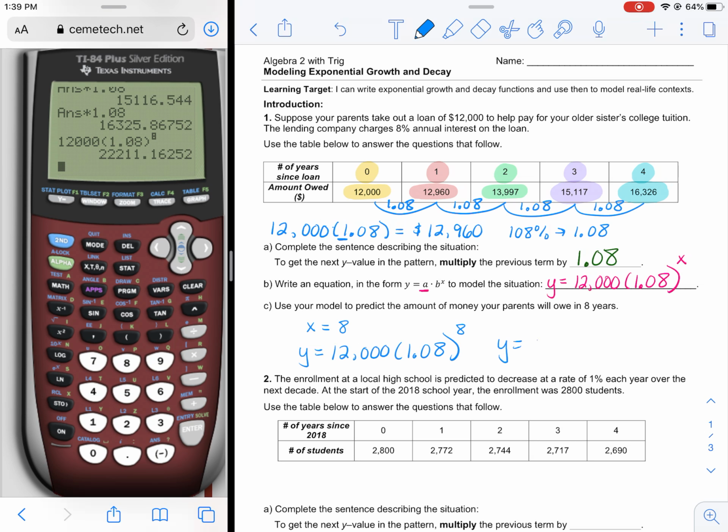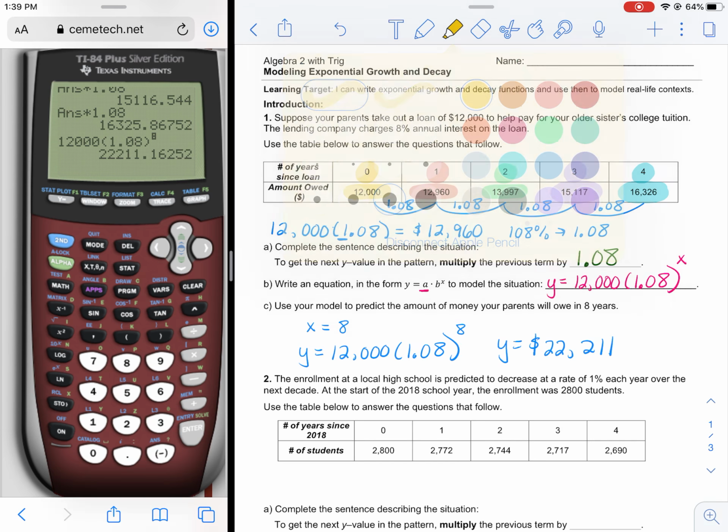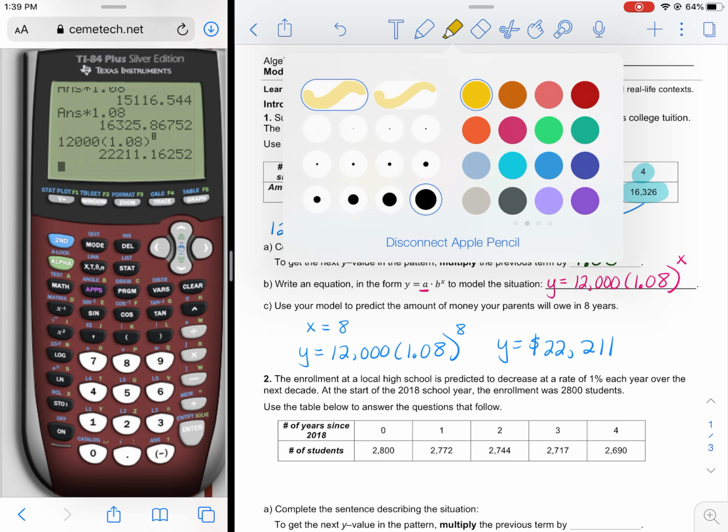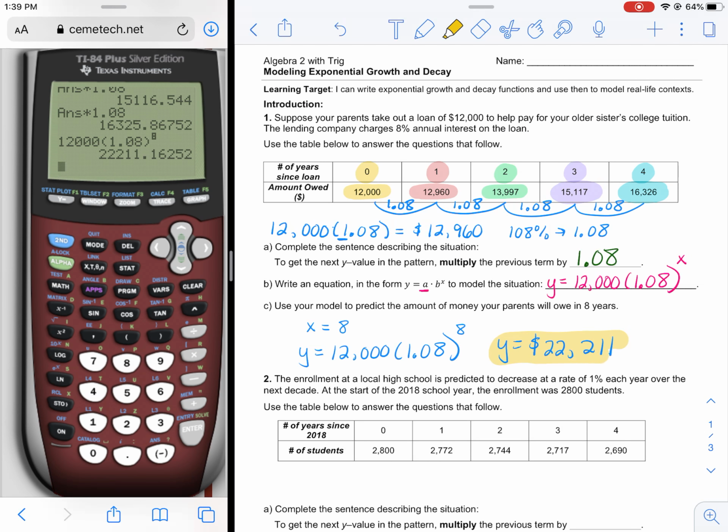Okay, we're going to go ahead and write $22,211. So after 8 years, that $12,000 has increased to $22,211. And this is assuming that no payments were made. So this is why it's really important to start paying back loans as soon as possible.